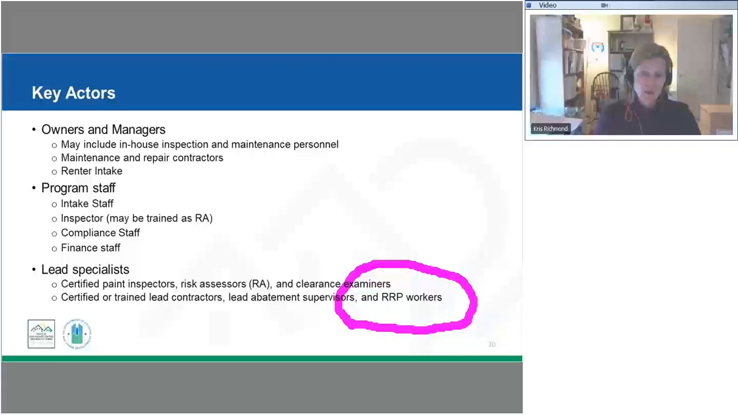And then also clearance needs to be achieved. So the owner would need to hire either a risk assessor or a lead-based paint inspector or a clearance examiner to be able to achieve that clearance.